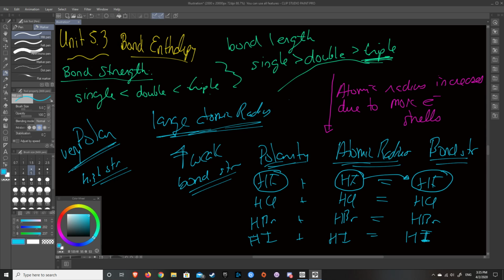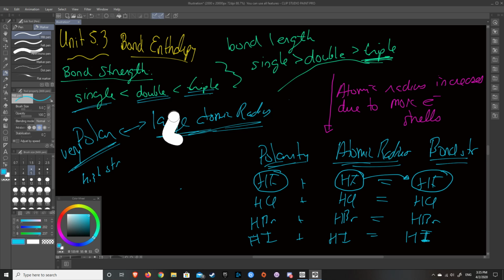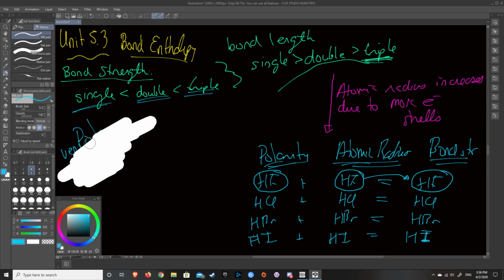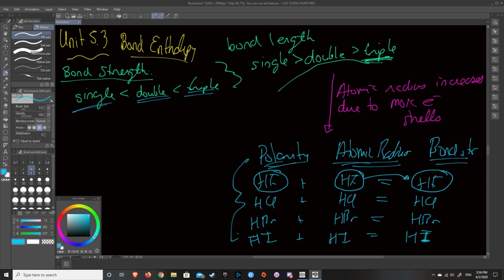These rules are trends, but they're trends that you need to take with a grain of salt. Just because it's very polar doesn't mean we can say that it has a high bond strength. And just because it has a large atomic radius doesn't mean it's got a weak bond strength. But the trends that you need to understand here is, you can deal with them one at a time. I typically like dealing with them one at a time, because one at a time, these are clear. As it becomes more polar, bond strength increases. That's fine. As it becomes larger, bond strength decreases.